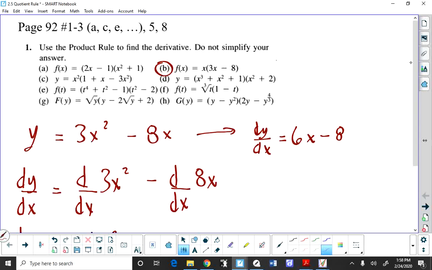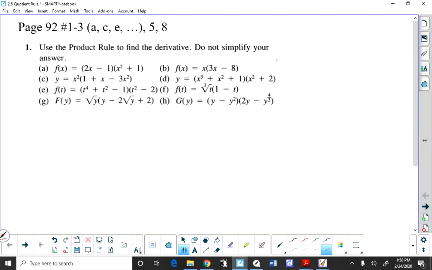However, there will come a time where instead of having b where y equals x times 3x minus 8, you might have that, x cubed multiplied by the square root of 3x minus 8. In which case, you can't bring that stuff together, so you have to use the product rule.